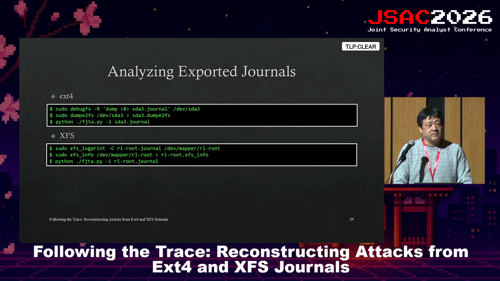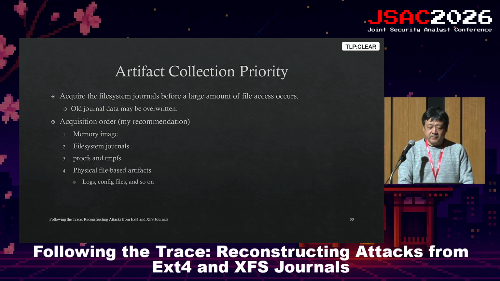As I mentioned earlier, FJTA can also process exported journals. Ext4 journals can be exported with the debugfs command and XFS journals with the xfs_logprint command. However, since journals do not contain parameters necessary for analysis, such as inode size, it is necessary to obtain file system information as well.